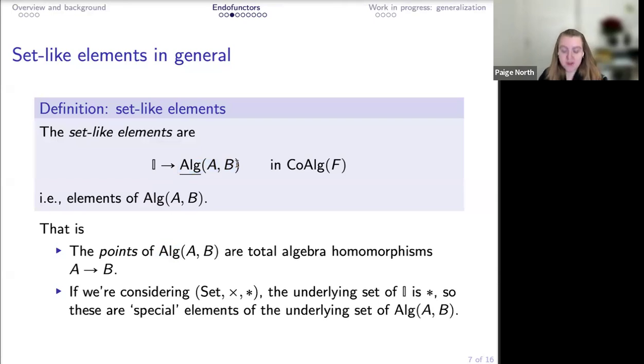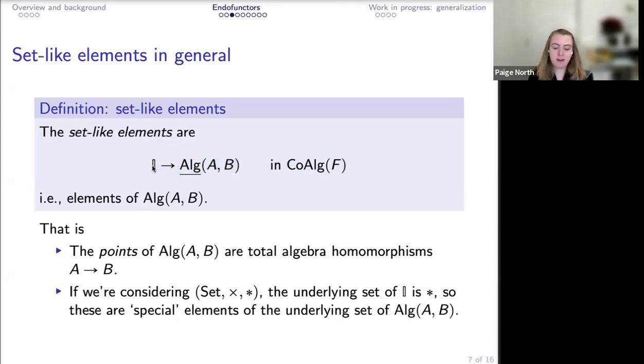And we're most interested in their example in natural numbers, which is an endofunctor on the category of sets with the Cartesian monoidal structure. But always when we are looking at endofunctors on this monoidal category, the underlying set of this unit in the category of coalgebras, so we put a monoidal structure on the category of coalgebras, and the unit always has underlying set the singleton. So always when we're looking at this particular category, these points here are some kind of special elements of this measuring coalgebra.